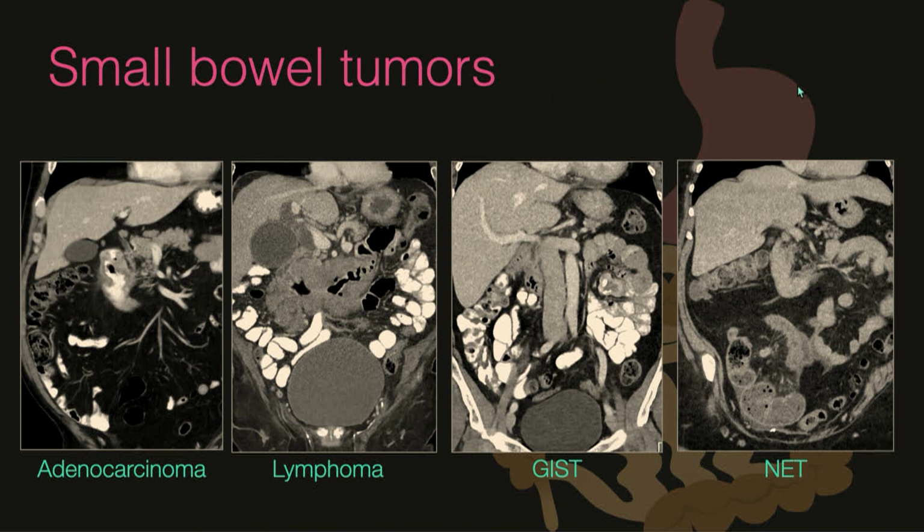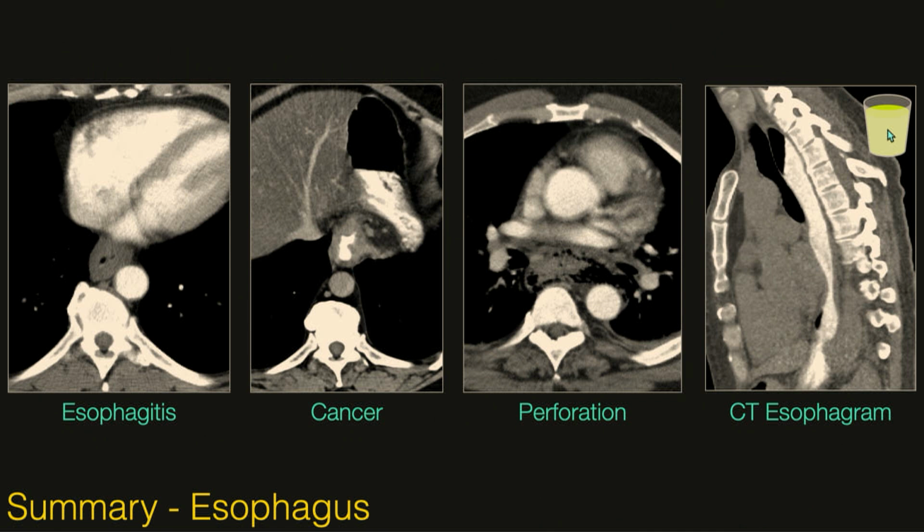All right, so we have touched on a couple of the small bowel tumors: adenocarcinoma, lymphoma, GIST, and then neuroendocrine tumor, which we covered in the first talk, much more commonly occurring in the ileum. And so we'll go over some summary points here.